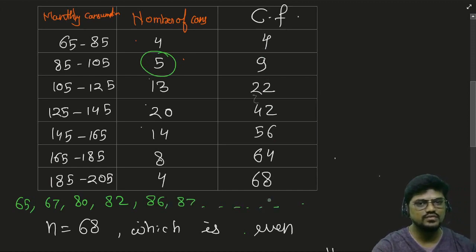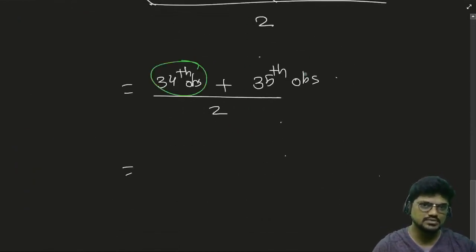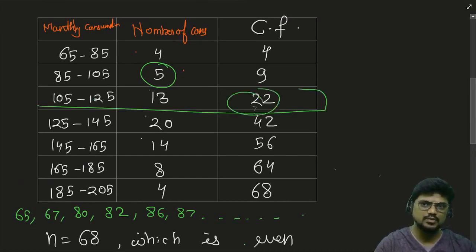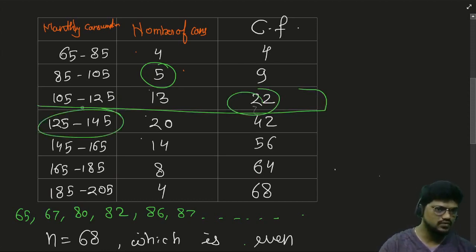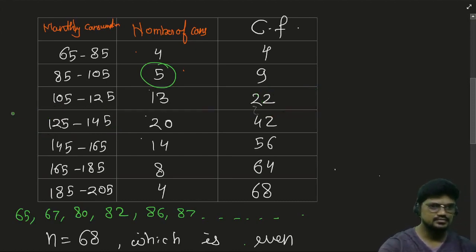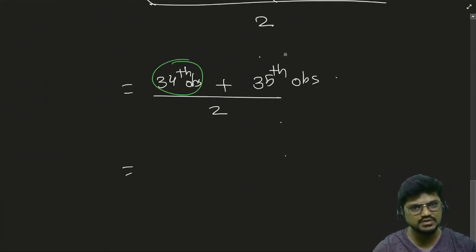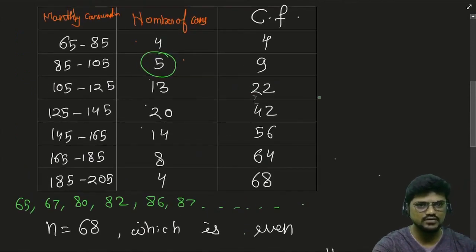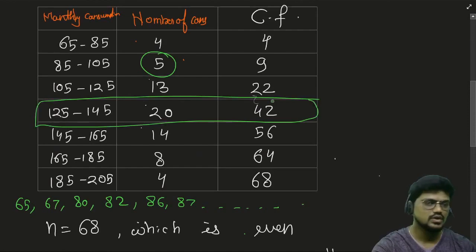So which one will be the median reading? The 34th observation plus the 35th observation divided by 2. So where will you have the 34th observation? Up to the 22nd observation, it will be up to 105 to 125. The 23rd observation will be from 125 to 145. The 24th, 25th, 26th, and so on up to the 42nd observation, all of them will be from this. Are you getting it? So what do we need? We need the 34th and 35th observations. Both will come in this class, so this class will be called your median class.